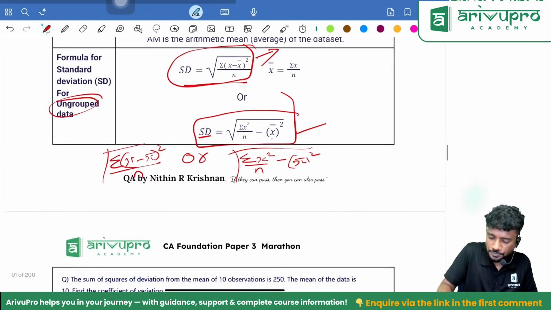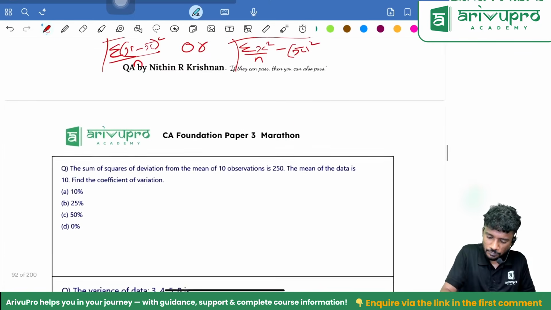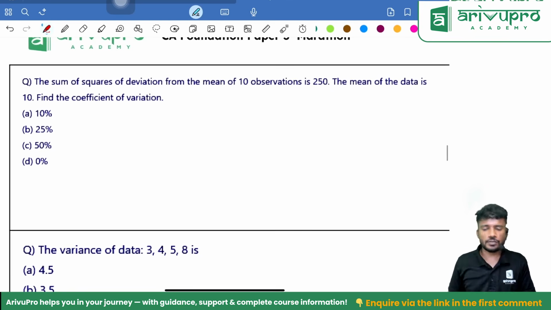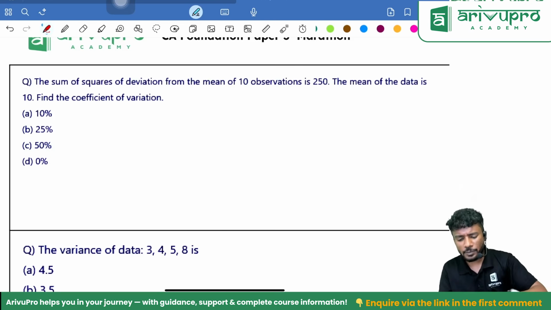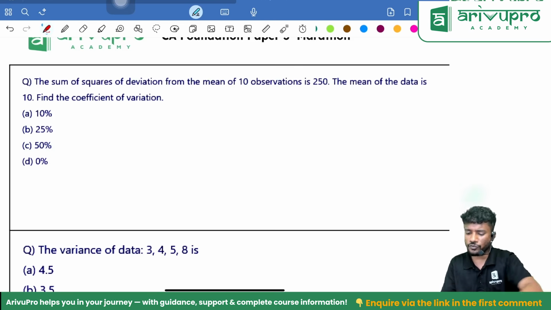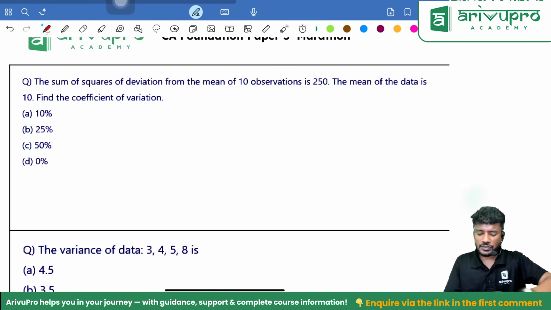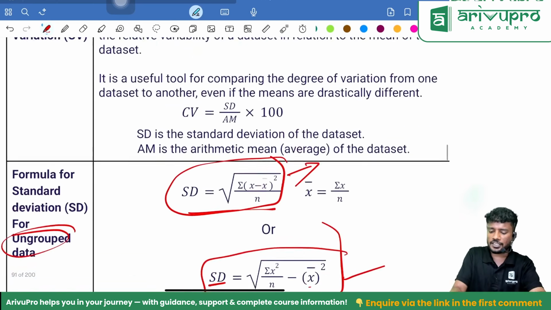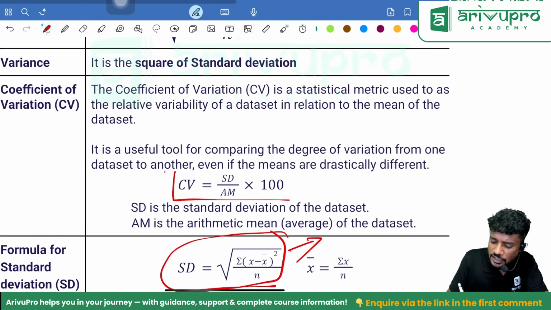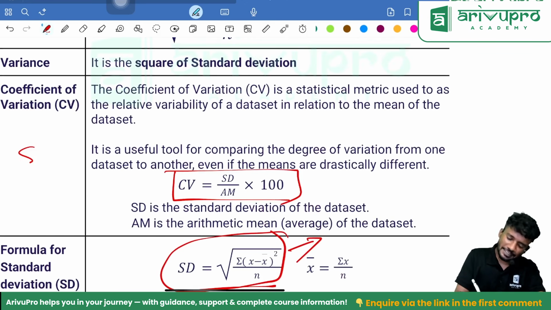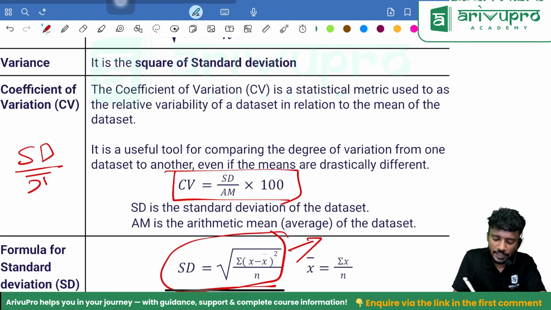Okay, now look at this. The sum of the squares of the deviation from the mean of 10 observations is 250. Mean of the data is 10. Find the coefficient of variation. Did I speak about coefficient of variation? No. Coefficient of variation is nothing but standard deviation divided by arithmetic mean into 100.